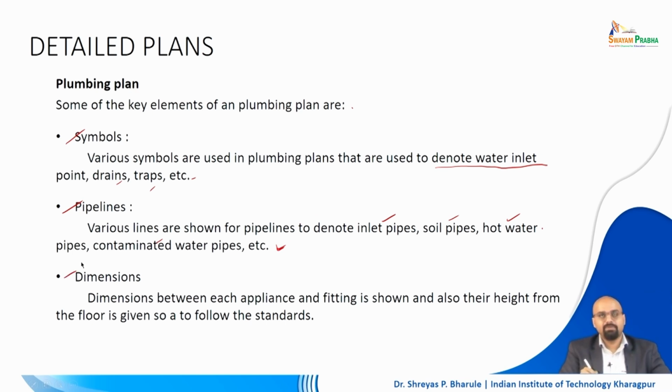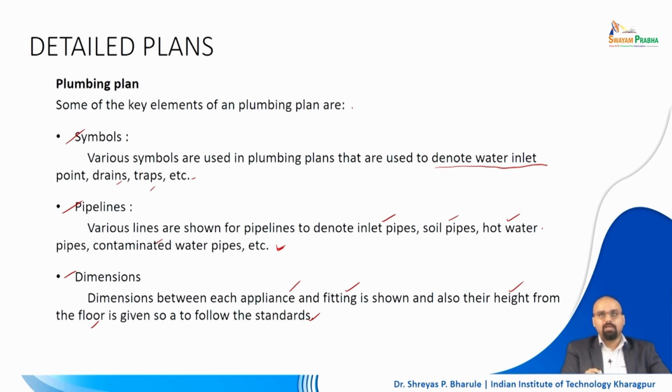Next, same as the previous one, we also need to be very cautious with the dimensions here. For each appliance and each fitting which is being shown, implemented or proposed in a layout, all of those need to be shown with their height in the elevation and with the location where it is located in the plan on the floor layout. So this has to be followed as per the standard.